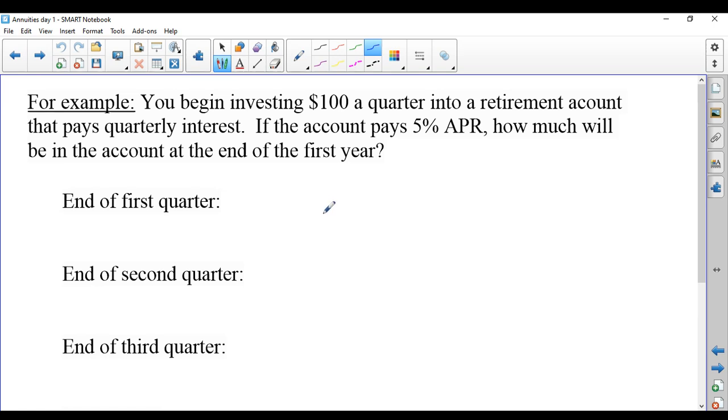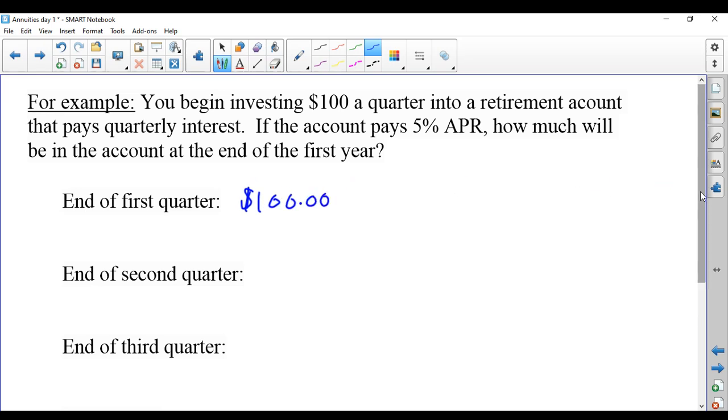So here's the example that we're going to break down quarter by quarter. You begin investing $100 a quarter into a retirement account that pays quarterly interest. If the account pays 5% APR, how much will be in the account at the end of the first year? So in this example, you work for the first quarter, and at the end of that first quarter, you put $100 into the account.